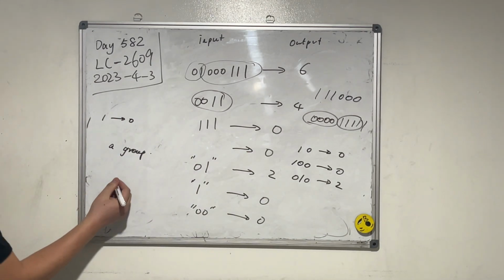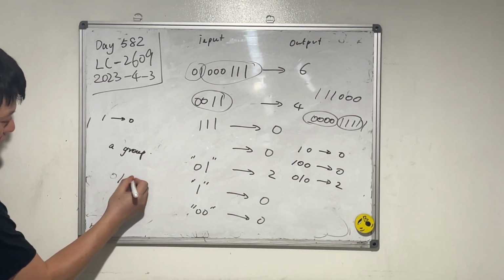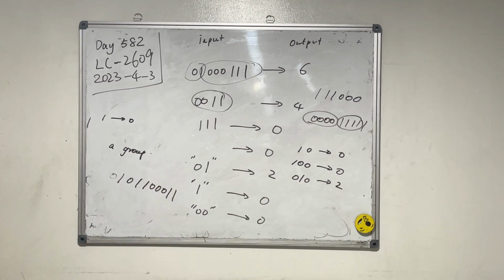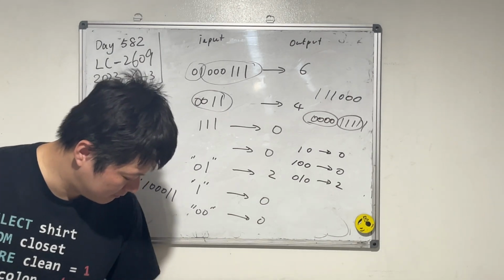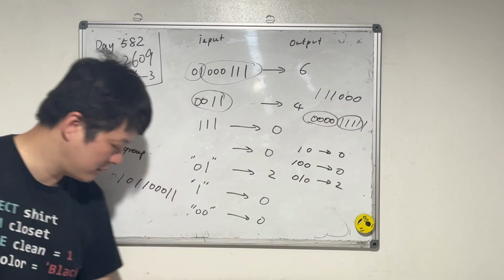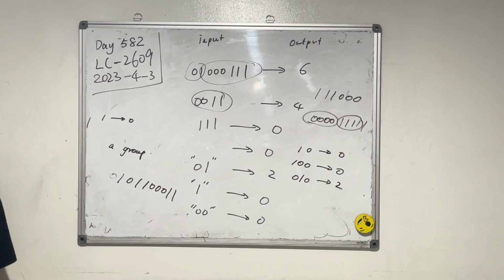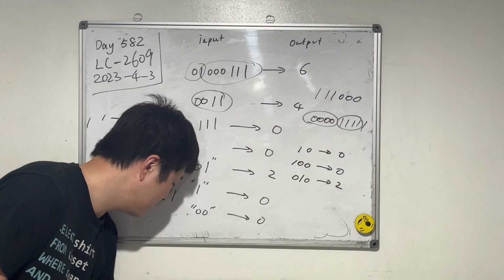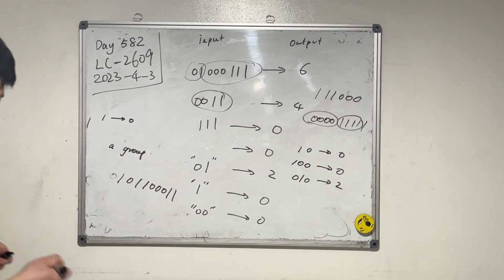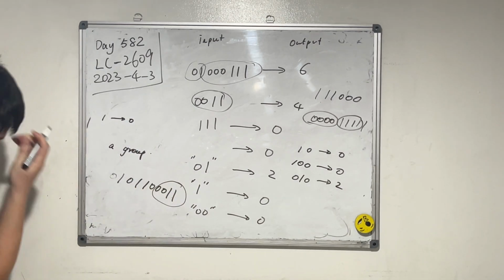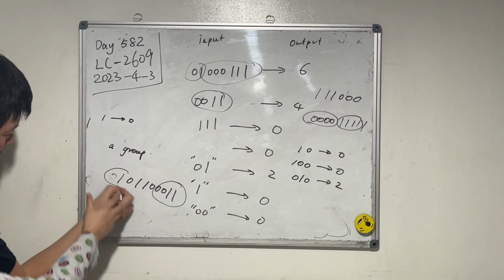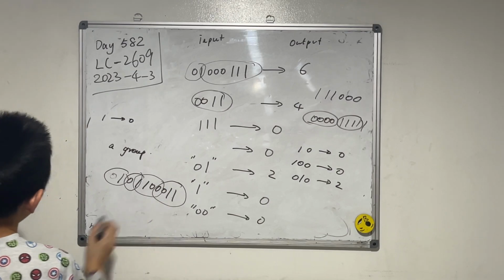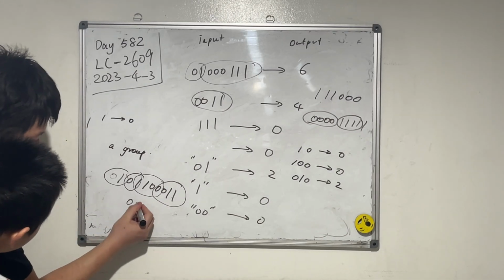Okay, so let me give you an example: 0, 1, 0, 1, 1, 0, 0, 0, 1, 1. What's the longest group? Is it 4? Yeah, 4. Why is it 4? It's at the end. Okay, any more here? This is a group, this is a group, this is a group. No, this is not a group because 0 has to come before 1s.